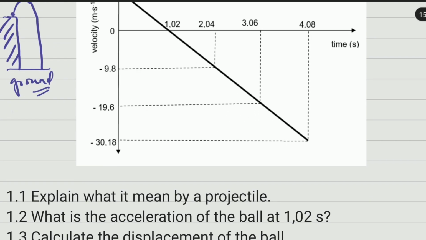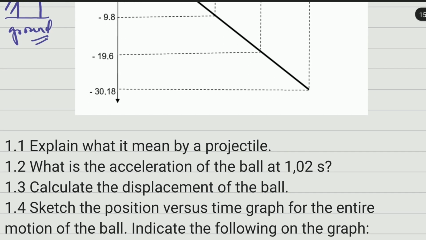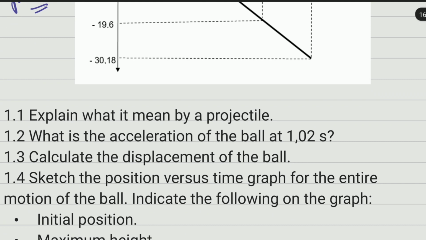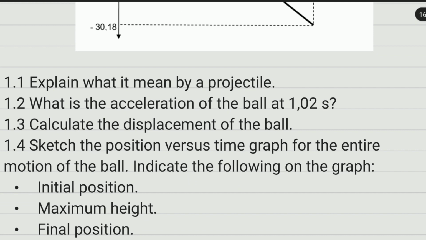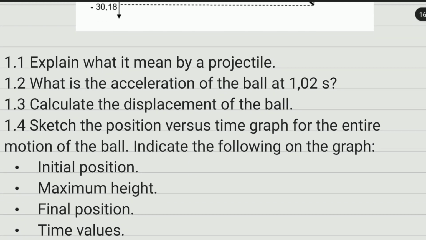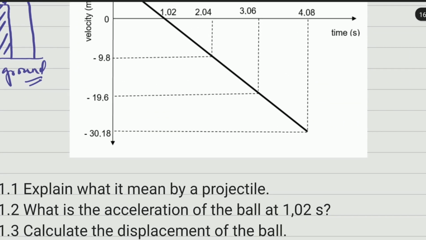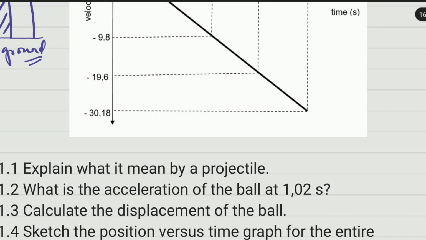Now let's go to the questions quickly. Explain what is meant by projectile, what is the acceleration of the ball at 1.02 seconds, calculate the displacement of the ball, and sketch the position versus time graph for the entire motion of the ball. Indicate the following in your graph, and I give you a list of things that must be on the graph. So let's first of all answer the questions.